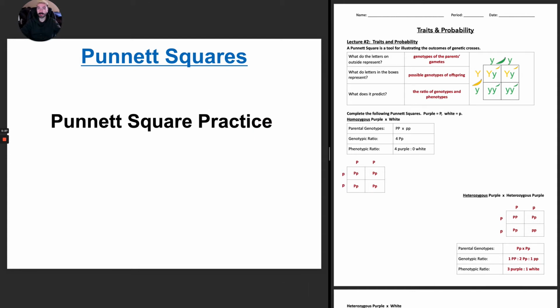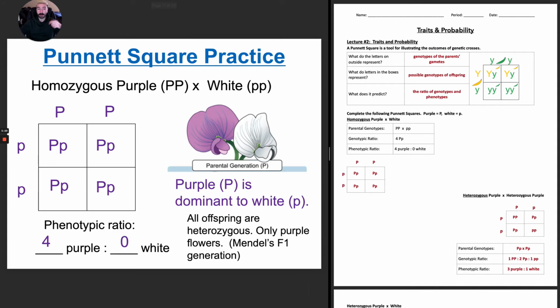Now here's the practice that goes with your notes. So here's the first one, and you should see this here on your notes on this side. The parental genotypes of this cross, this is the P generation, creating the F1. The first cross is homozygous purple with homozygous white. Now I've gone back to using P's here, and being able to switch between letters is a really important skill.